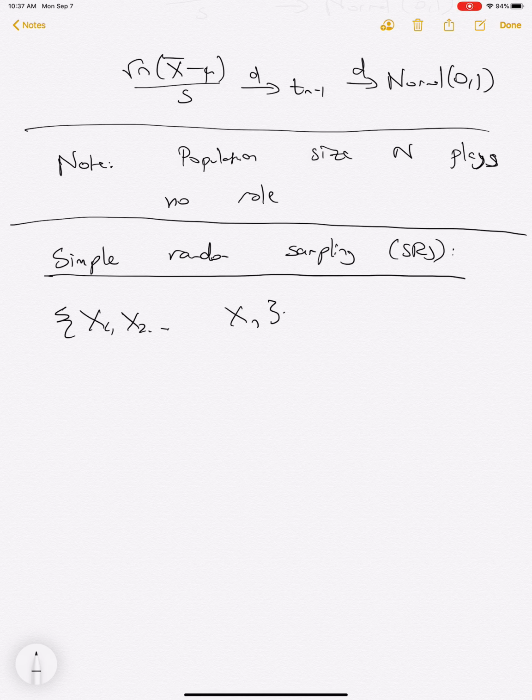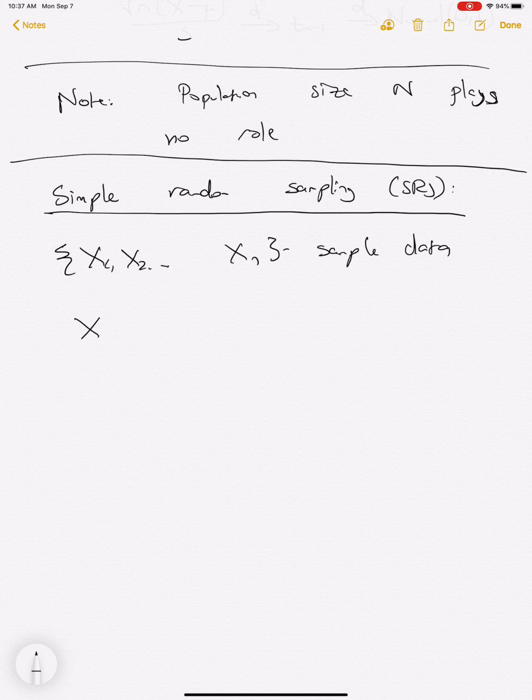So the sample data doesn't change here, and our statistics stay the same. And again, in the textbook, I believe they use a 1 over n, but we're going to use a 1 over n minus 1 throughout the course. Often you'll see different conventions in different places, but we're going to stick with 1 over little n minus 1 in this course.